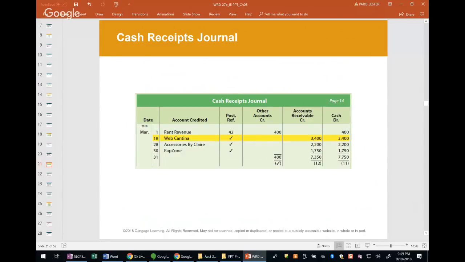Okay, cash receipts journal. Now we have more than one column. You can have as many columns as you want. But accounts receivable, debit, and credit cash are the two big columns. All right? But up here, you collected rent revenue and you got it under other accounts. Now you post this total to accounts receivable, this total to cash, and other accounts you post individually to rent revenue.